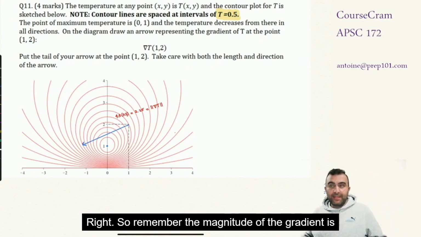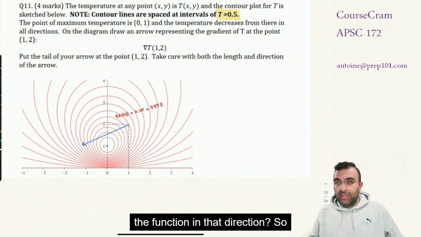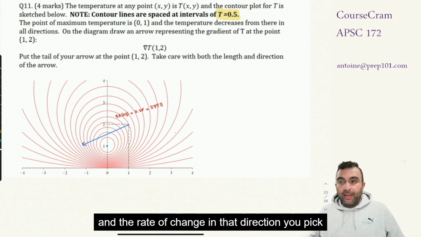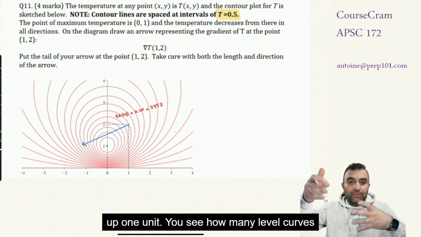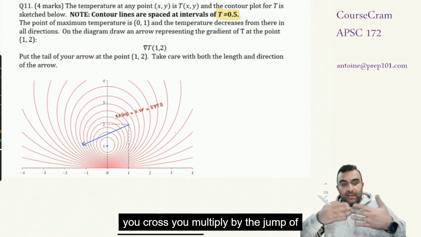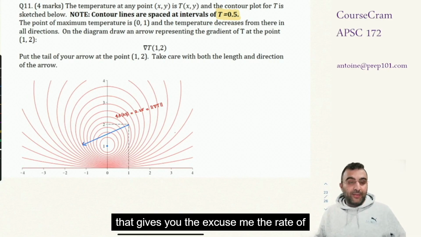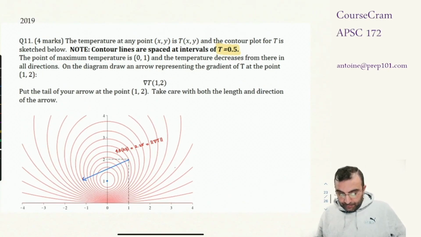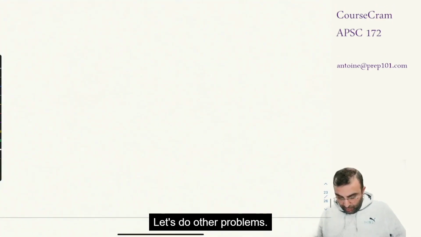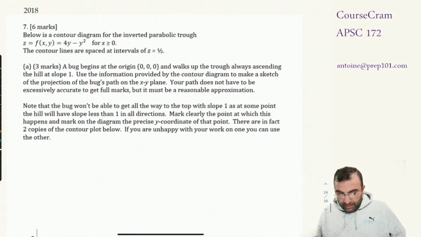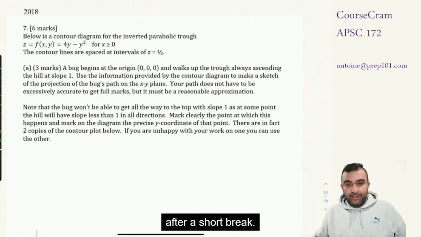Remember, the magnitude of the gradient is the rate of change of the function in that direction. And the rate of change in that direction: you pick up 1 unit, you see how many level curves you cross, you multiply by the jump from one level curve to the other. That gives you the rate of change in that direction, and that's how you draw your arrow. Fair enough? Let's do other problems. Let's do one from 2018, though, after a short break.